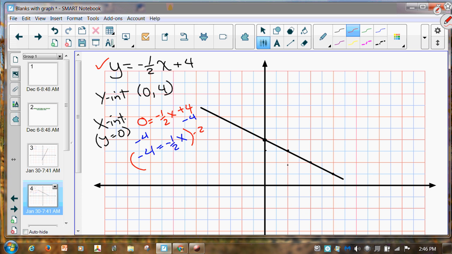And so what do we get? Minus 2 times minus 4 is 8 equals, and minus 2 times minus 1/2 gives us 1, equals X, right? So then our X-intercept becomes 8, 0. Remember, we plugged in Y, and then we calculated for what value of X makes that true. And so our X-intercept is 8, 0. Well, 8, 0, let's see, 2, 4, 6, 8 is right here.